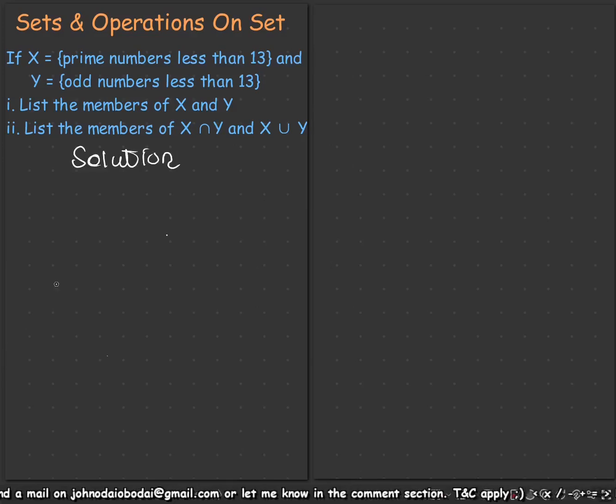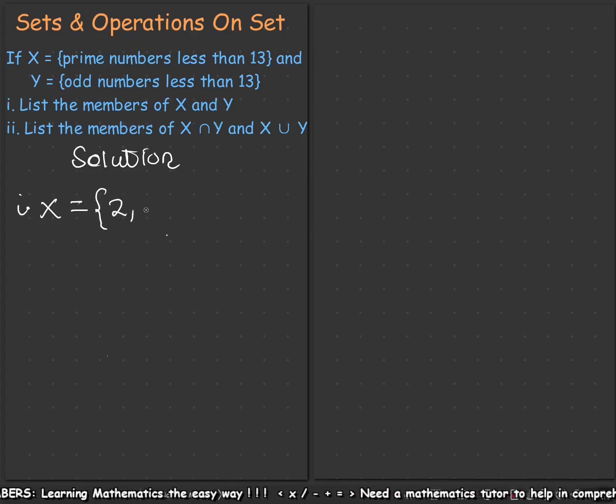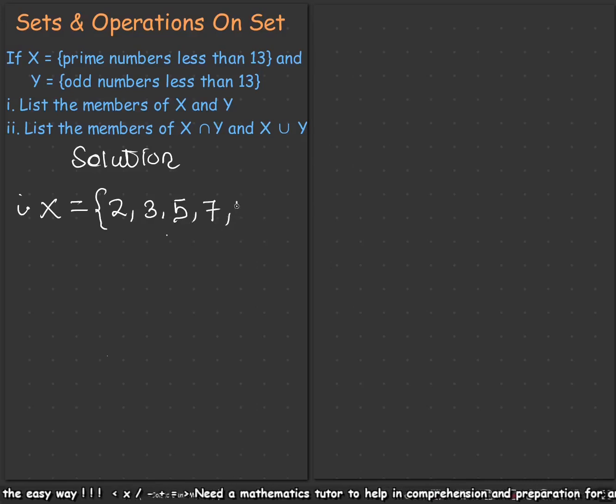So our solution, looking at x first, we are saying x is what? Prime numbers less than 13. We know what prime numbers are. Prime numbers are numbers that have just two factors. For our prime numbers, we have 2, 3, 5, 7, and then 11. The next prime number, which is 13, isn't going to be included because they said less than 13. You see that? So it simply means you are going to end with 11.